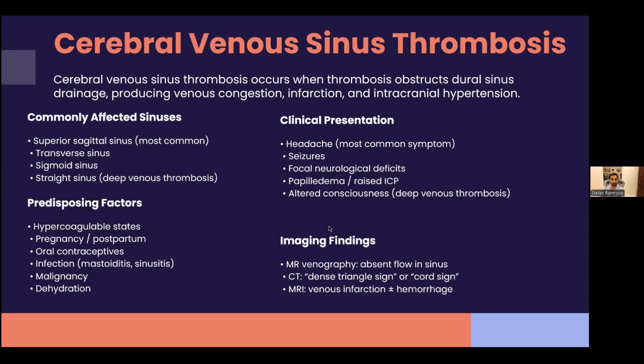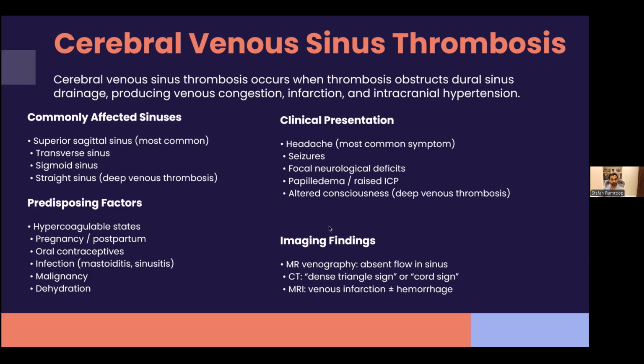You can have several predisposing conditions that increase the risk of cerebral venous sinus thrombosis. These would be hypercoagulable states such as inherited thrombophilia, pregnancy and the postpartum period, or contraceptive use, malignancy, dehydration, or infections of your paranasal sinuses or your mastoid.